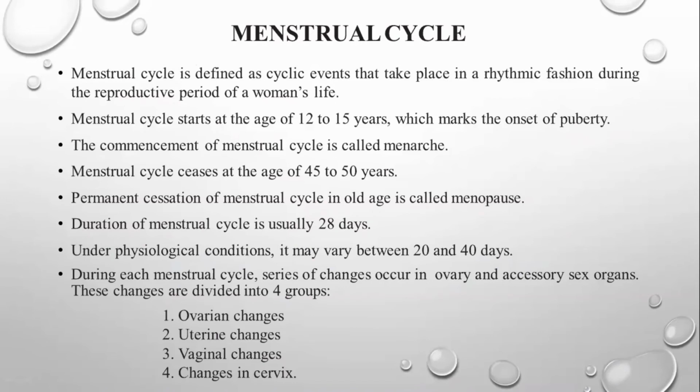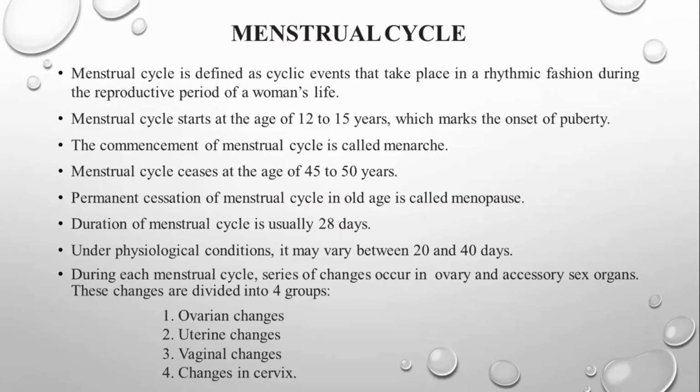Next, we're going to see the menstrual cycle, another important cycle which takes place in the female reproductive system and female life cycle. The menstrual cycle is defined as a cyclic event that takes place in a rhythmic fashion during the reproductive period of a woman's life. The menstrual cycle starts at the age of 12 to 15 years, when girls attain puberty.